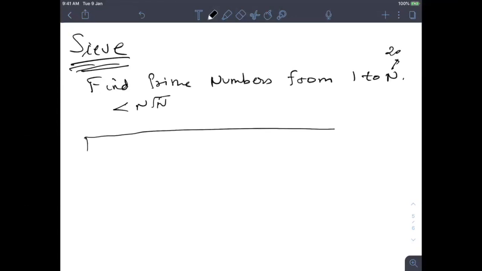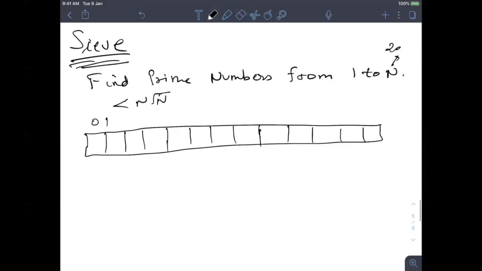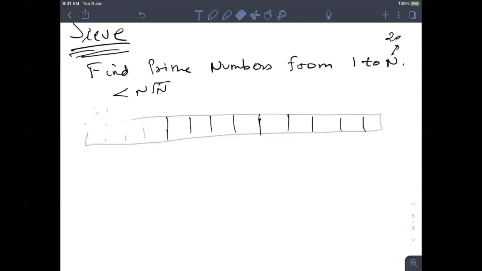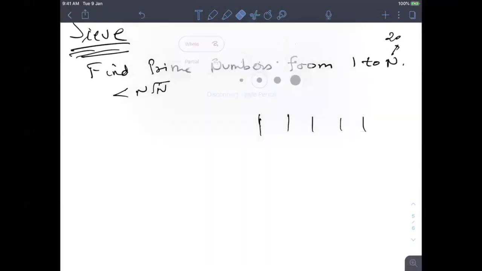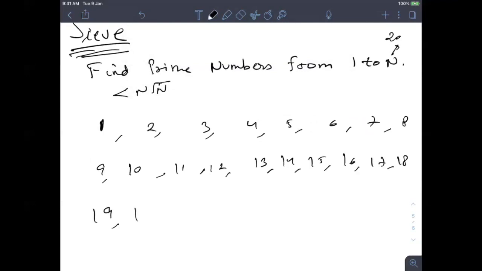So just make one empty array. Don't even think of it as an array. Let's say you don't even have some array and you don't know anything about computers. So what you know is you have some 20 numbers. So I'm just writing 1, 2, 3, 4, 5, 6, 7, 8, 9, 10, 11, 12, 13, 14, 15, 16, 17, 18, 19 and 20.